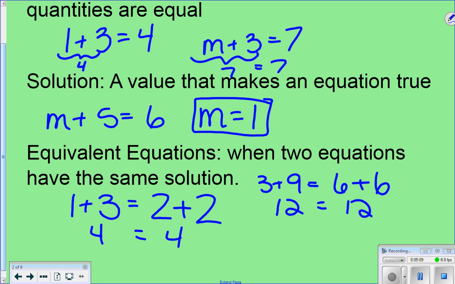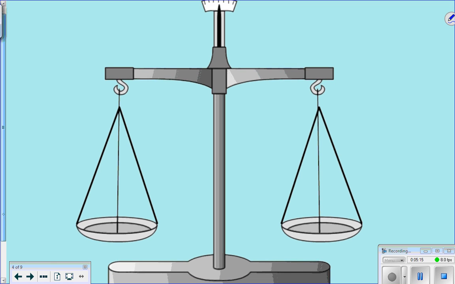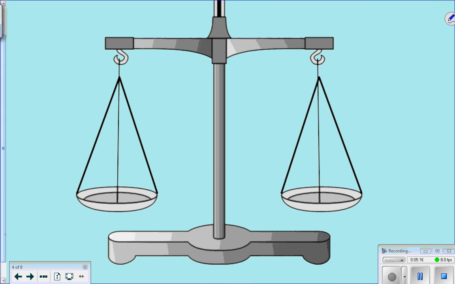Okay. So, my next, I'm not going to have you write these down, but I'm going to go to this. What is this? A scale or a balance. I would probably call it a balance, or scale, I guess, either one. All equations are like they're on a scale. Okay? Here's an example.